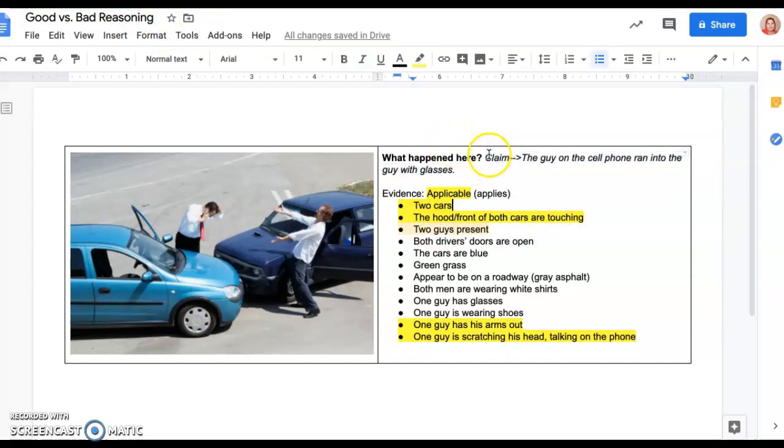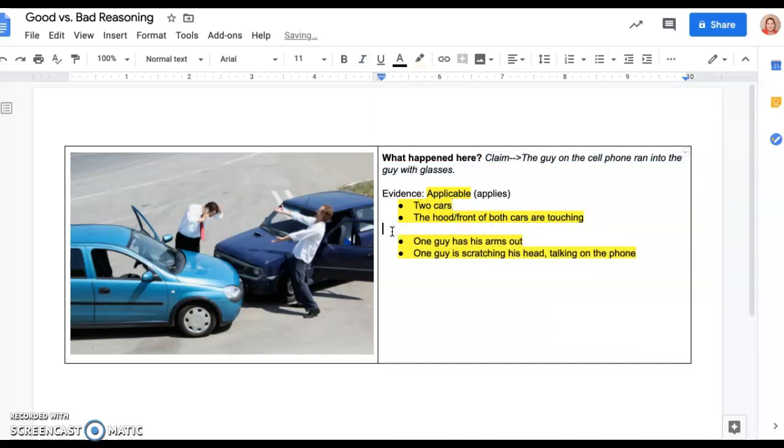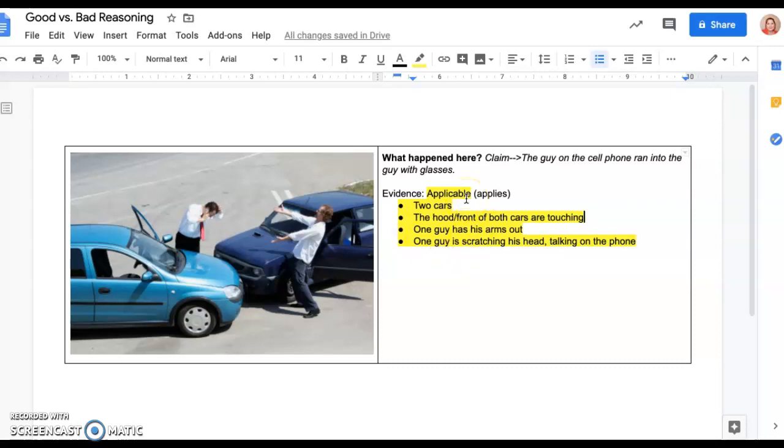So I'm trying to prove the claim that this guy ran into this guy. That's all I'm trying to prove. And I've already narrowed down, of the observable evidence that I've noted, which pieces of evidence actually apply here. So I'm going to delete everything else. Even though those are still pieces of evidence, they are not pieces of evidence that actually apply to what I'm trying to prove. So right now I need to figure out how I can convince someone that these four pieces of evidence actually do prove my claim. And that's what reasoning really is.